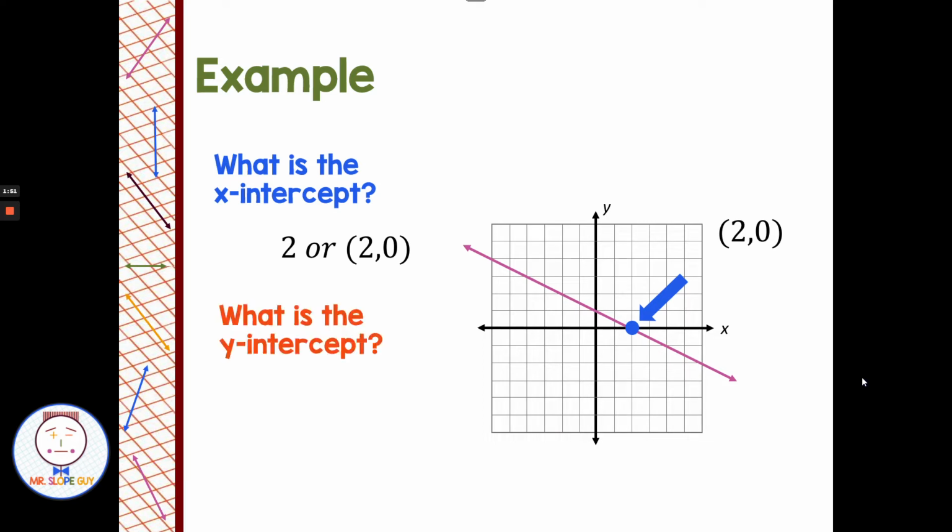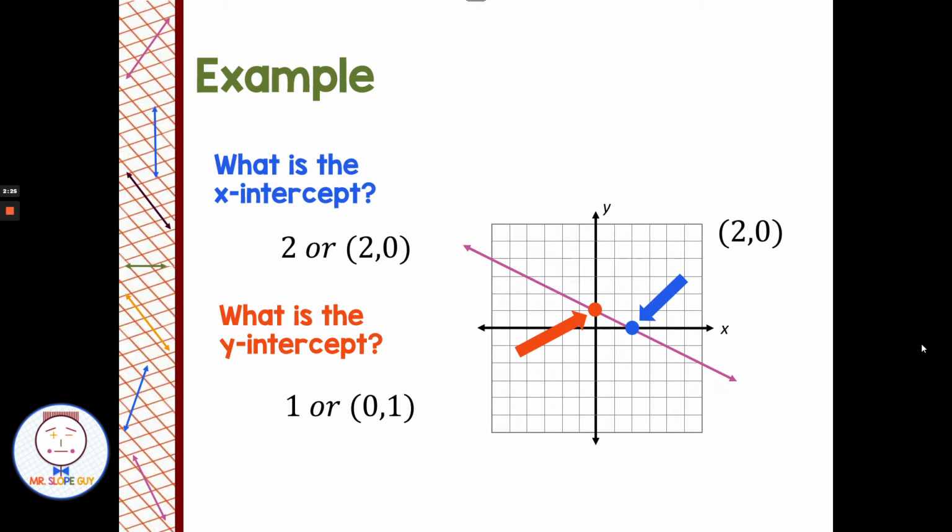And where does my line cross the y? What is the y-intercept? Well, if I look up and down on the y, down, down, down, and then when I finally get to here, that's where my pink line crosses the y-axis. That's my y-intercept. So my y-intercept is at 1, or the ordered pair is 0, 1. 0 meaning I go left or right 0, and I go up 1. So I have a y-intercept at positive 1, or 0, 1, and an x-intercept at 2, 0.